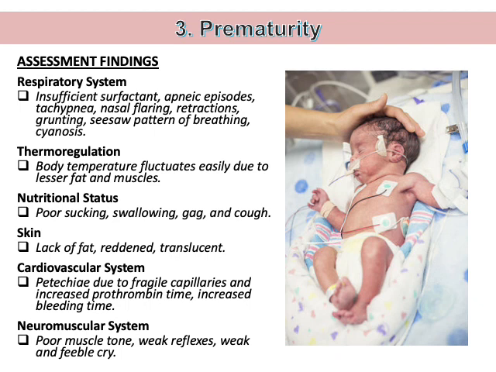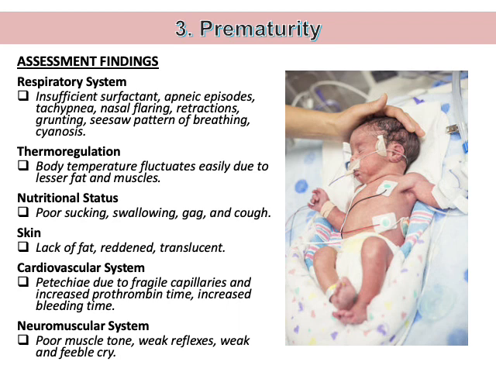If there is less surfactant, there could be signs of respiratory distress, such as apnea, tachypnea, nasal flaring, retractions, grunting, irregular breathing, or cyanosis. For the temperature, a premature newborn's temperature is difficult to regulate. We know that even healthy newborns are prone to hypothermia, much more a premature one. Their body temperature fluctuates more easily due to less fat and muscle.